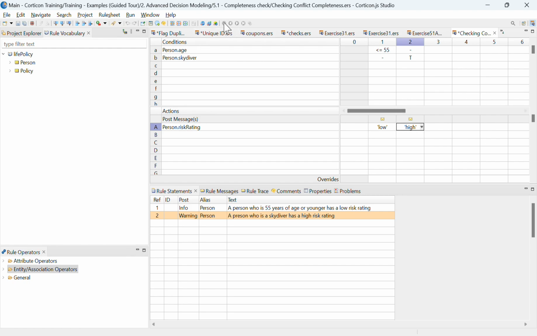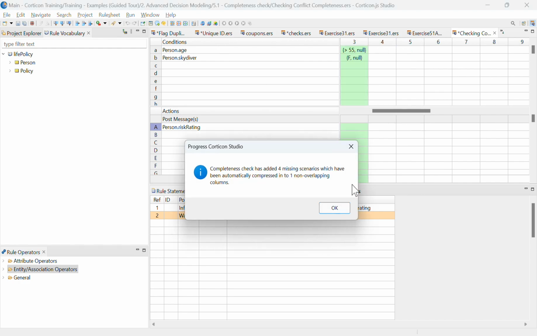So when I click the completeness check, we'll see that Corticon is going to infer based upon those first two sets of conditions. Well, I haven't defined explicitly that it couldn't happen, that perhaps either a data payload comes in where either of those attributes are null, or, as I mentioned, the actual person is an elderly skydiver, or they are someone who is not a skydiver, or less than 55 or greater than 55.